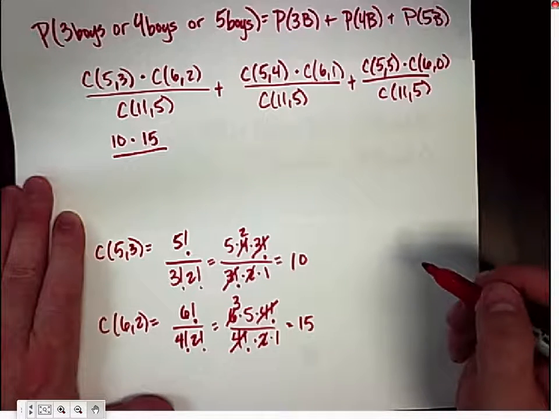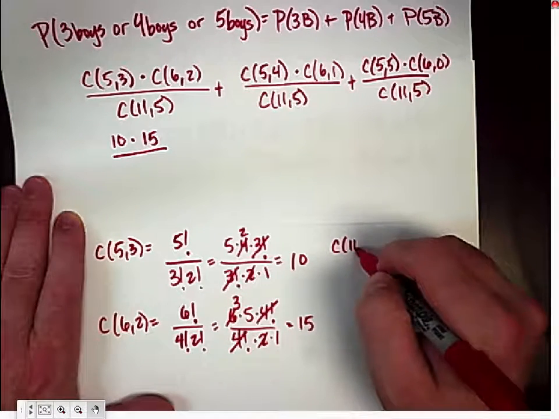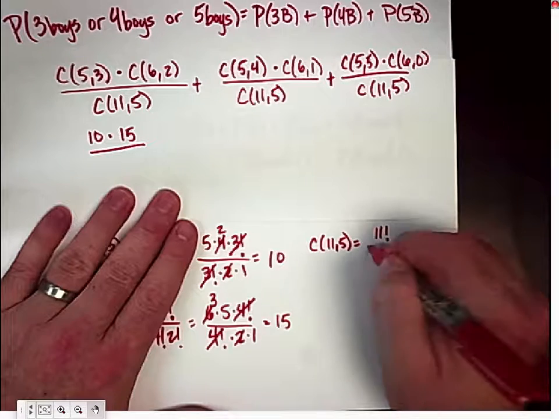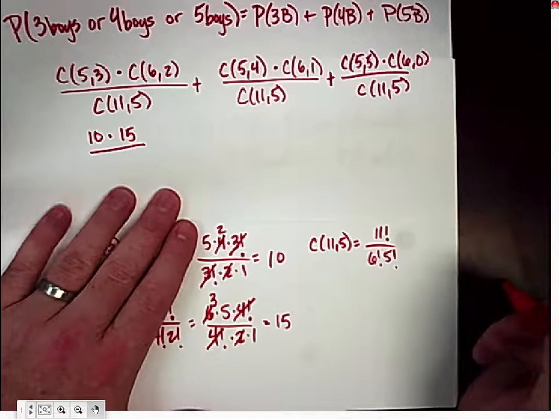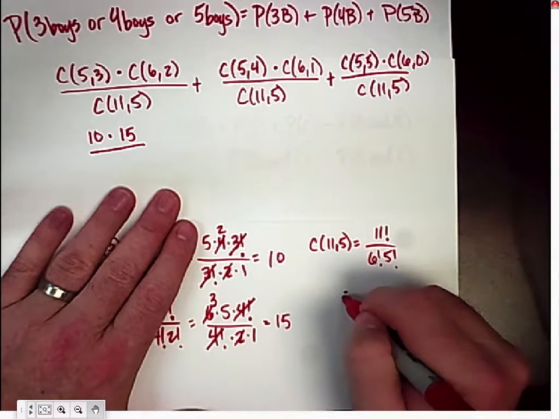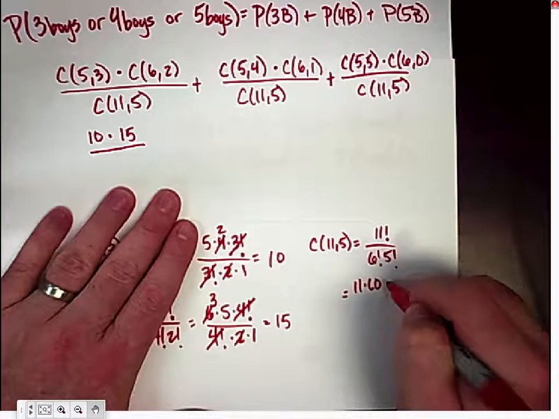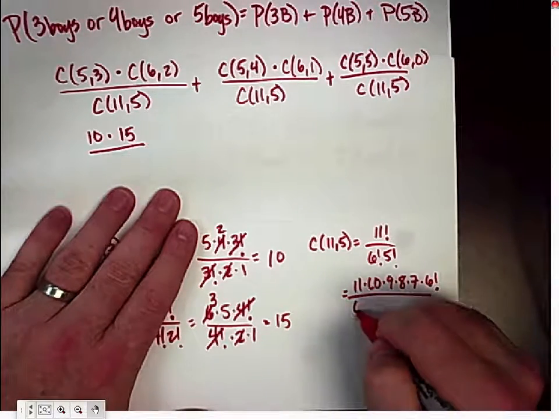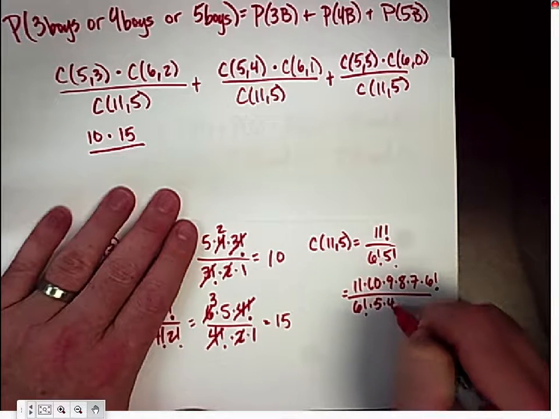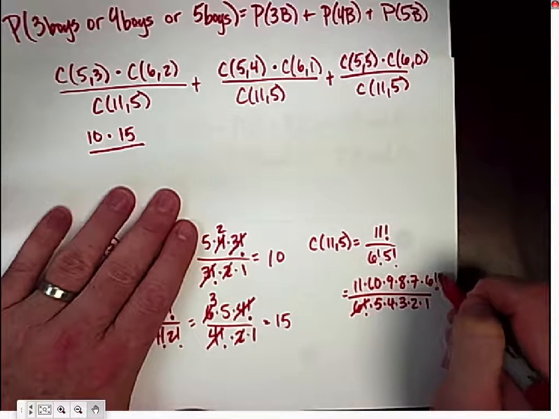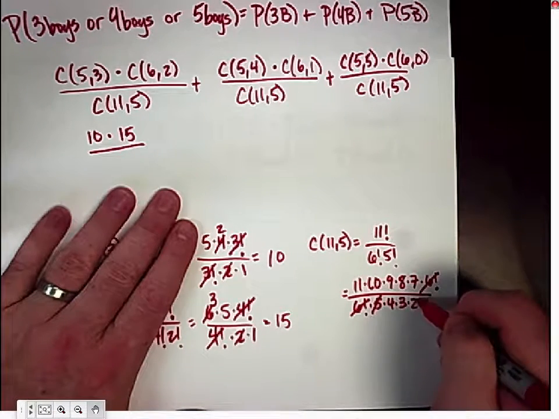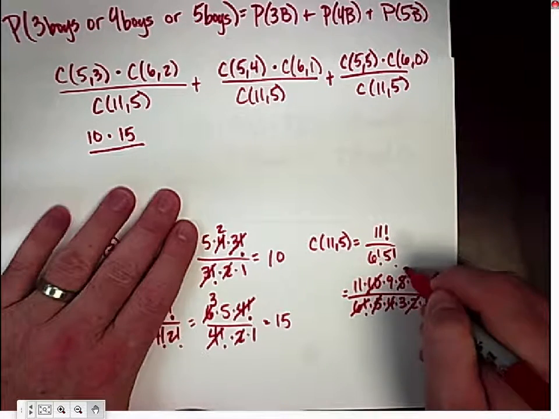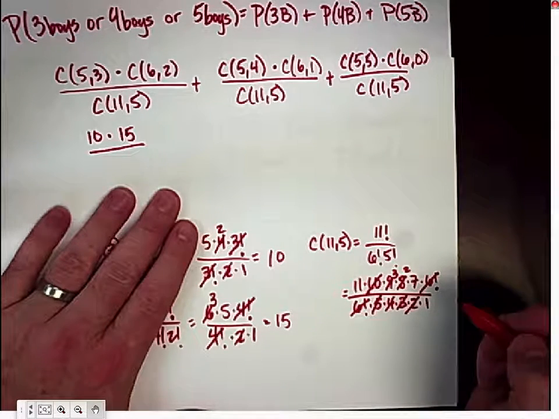Over, what's the combination of 11 choose 5? Well, that's going to be 11 factorial over 6 factorial 5 factorial, right? Which is 11 times 10 times 9 times 8 times 7 times 6 factorial over 6 factorial times 5 times 4 times 3 times 2 times 1. Okay, 5 times 2 is 10. 4 goes into 8 2 times. 3 goes into 9 3 times.